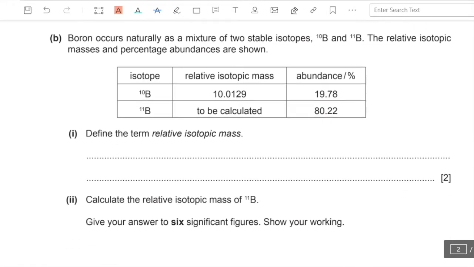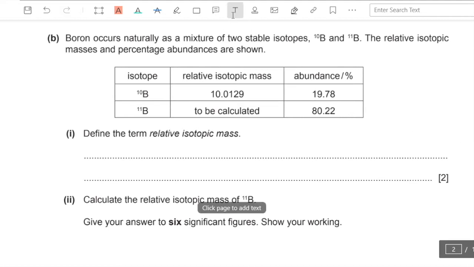B. Boron occurs naturally as a mixture of two stable isotopes, B10 and B11. The relative isotopic masses and percentage abundances are shown. 1. Define the term relative isotopic mass. So this is the mass of an isotope on a scale where carbon-12 has a mass of 12 units. And you just need to write down that definition.